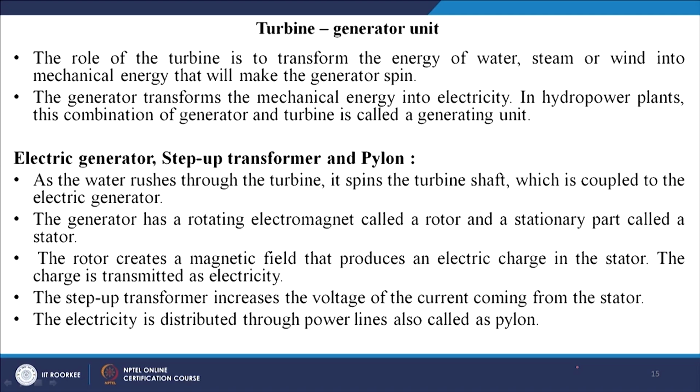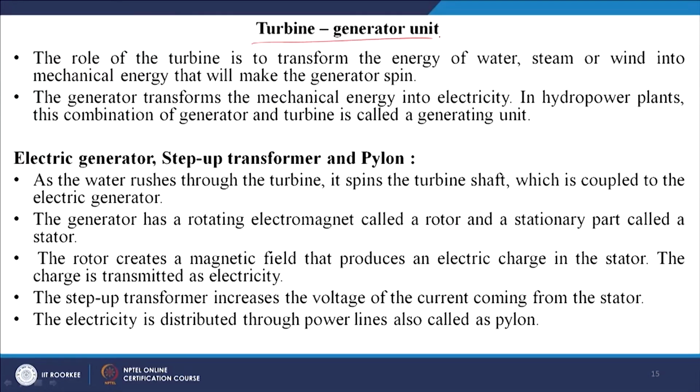And now, in the turbine, the mechanical energy which is produced has to be converted to electrical energy. So, the turbine generator unit, or coupling of turbine and generator, is very, very important. The role of the turbine is to transform the energy of water or steam or wind, that we have discussed in the previous classes also, to mechanical energy that will make the generator spin. The generator transforms the mechanical energy into electricity. In hydropower plants, the combination of generator and turbine is called a generating unit.